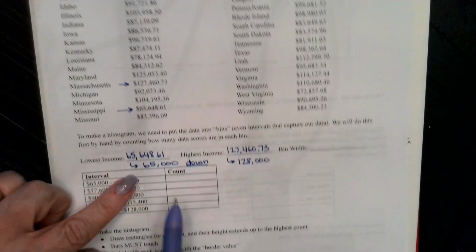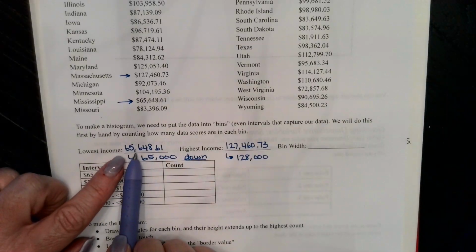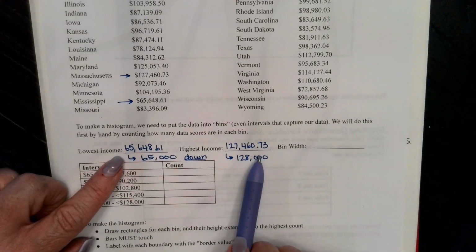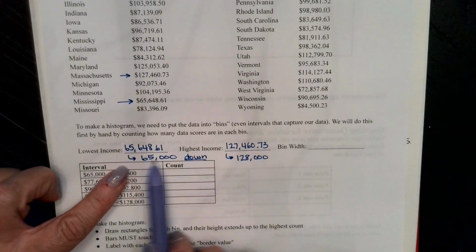So let me go back to this. The reason why I rounded down is because I have to make sure that it's below my lowest value. And the reason I rounded up is because I have to make sure it's taller than my biggest value, because I need to make sure I capture the lowest end and the highest end.